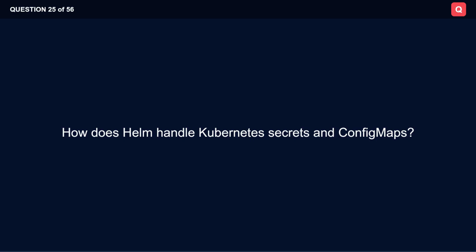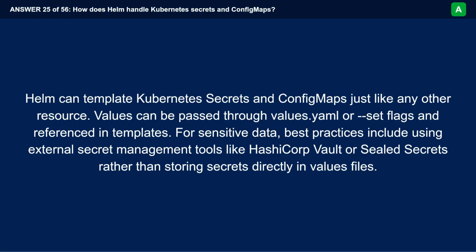How does Helm handle Kubernetes secrets and config maps? Helm can template Kubernetes secrets and config maps just like any other resource. Values can be passed through values.yaml or --set flags and referenced in templates. For sensitive data, best practices include using external secret management tools like HashiCorp Vault or sealed secrets, rather than storing secrets directly in values files.